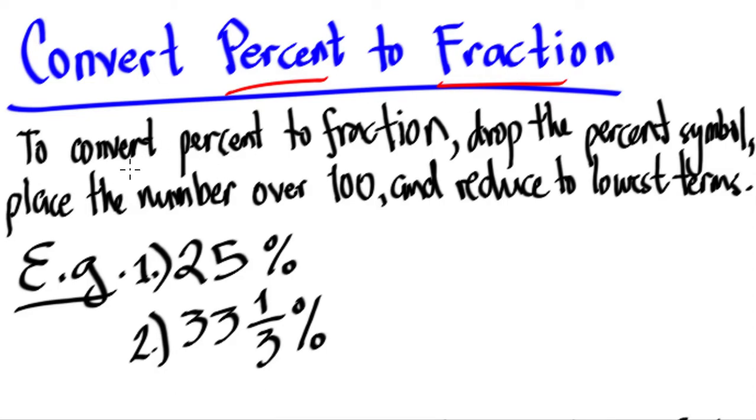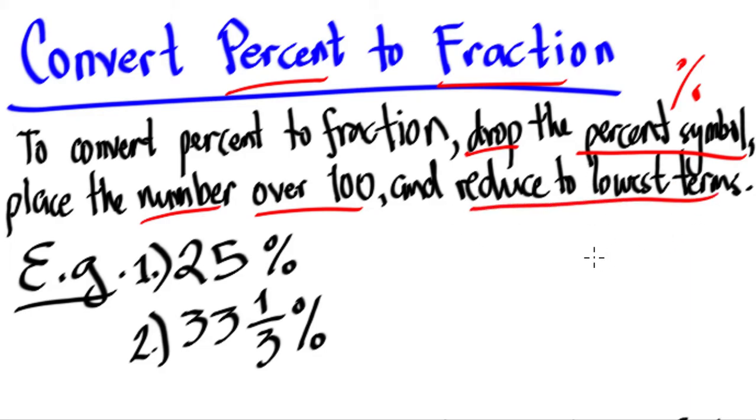In order to convert percent to fraction, the first thing that we need to do is to drop the percent symbol, this one. Okay, we need to drop this percent symbol. Place the number, whatever number this is, over 100 and reduce to lowest terms.